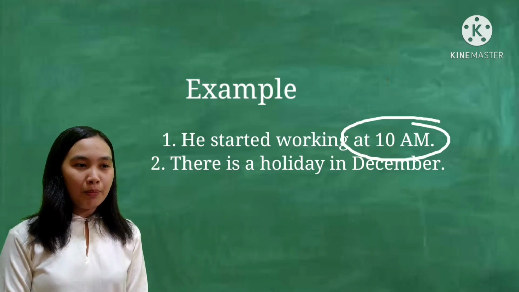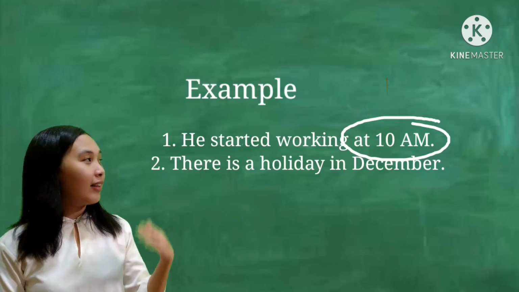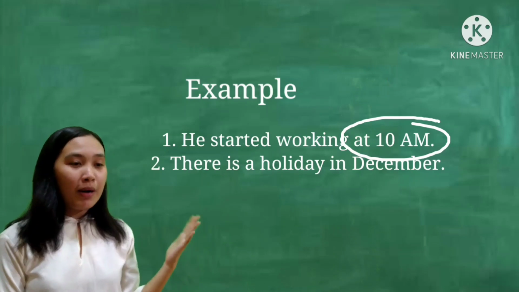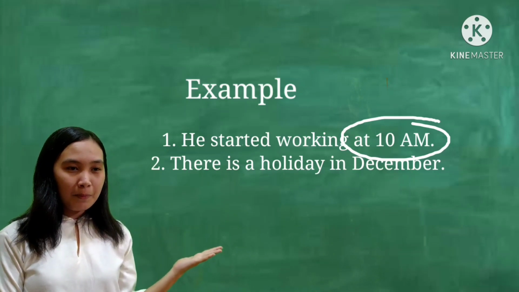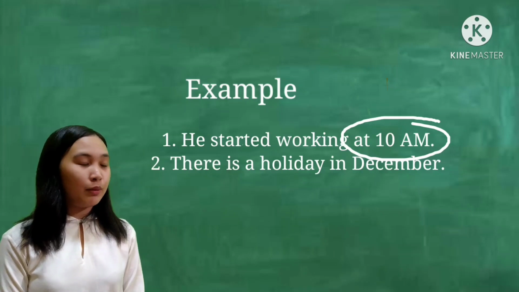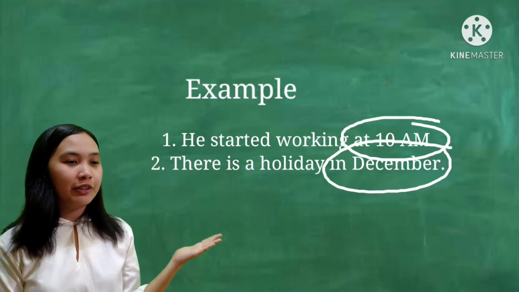So the second example, there is a holiday in December. So in this sentence, what is the preposition of time? Very good. The preposition of time in the sentence is the word in December.